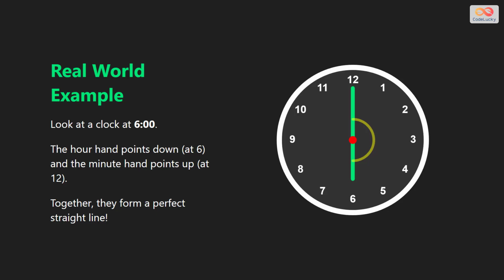Let's look at a real-world example. Think of a clock face at 6 o'clock. The hour hand points straight down, and the minute hand points straight up. Together, they form a vertical straight line, creating a 180-degree angle.